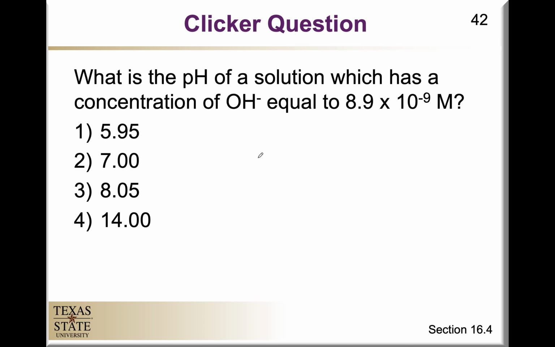All right. Next question is, what is the pH of a solution that has a concentration of hydroxide equal to 8.9 times 10 to the negative 9 molar? All right, so we have hydroxide ion concentration, which is here. And the question is, what is the pH of the solution?